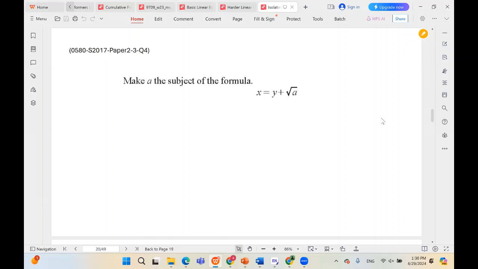So here again, we want to isolate the a. So let's first move the y to the other side. We have x minus y equals root a. Root a is the same as a power half. So this is a power half equals x minus y. And then we want to cancel the power, so we raise it to the reciprocal. So the reciprocal is 2 over 1, basically. But we have to do the same thing on the left-hand side.